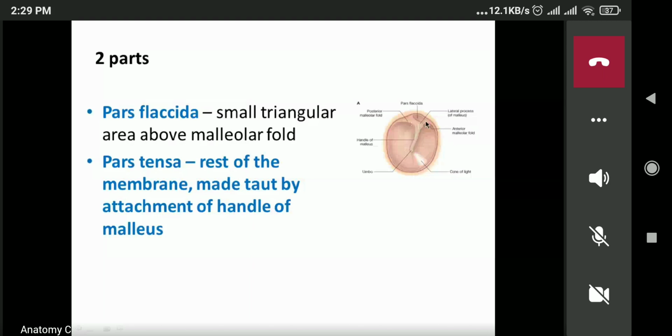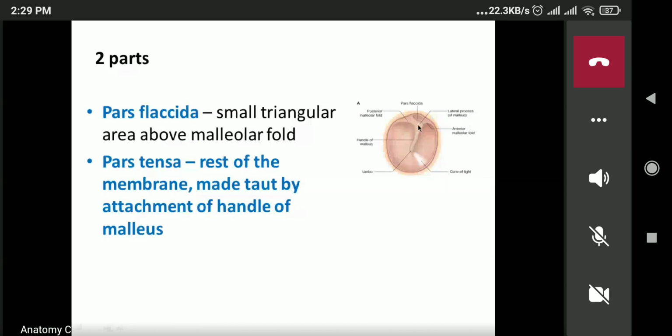So this is how it is: the handle of the malleus is attached to the tympanic membrane on the medial surface. Now the part of the tympanic membrane which lies above the malleolar fold, this small triangular part, is known as the pars flaccida. The pars flaccida is a small triangular area which lies above the malleolar folds, anterior and posterior, which are attached to the lateral surface here.